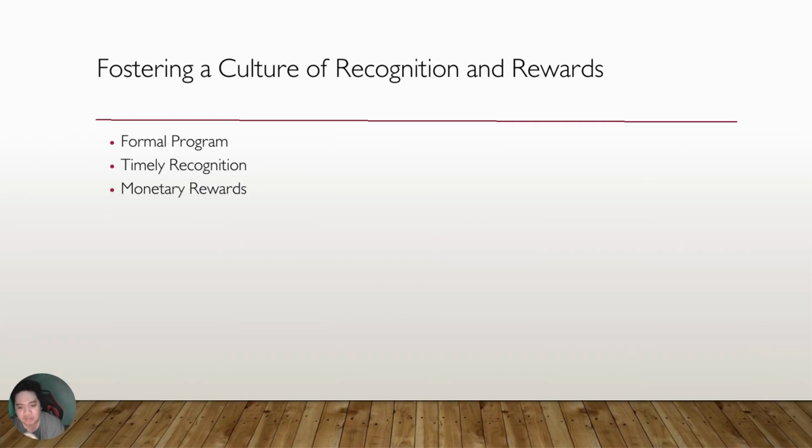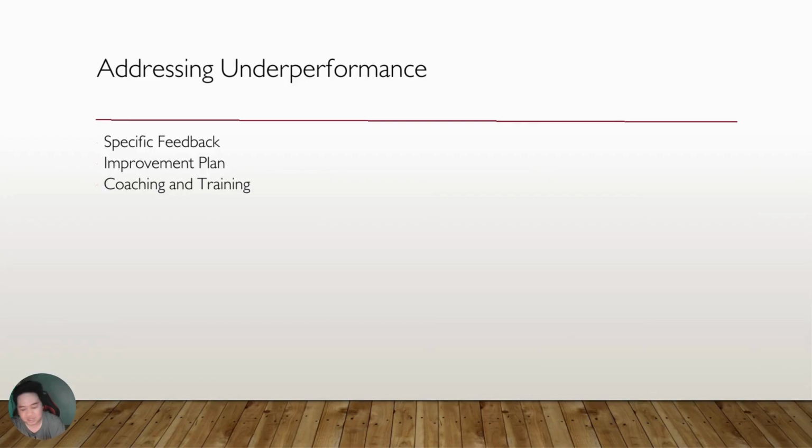Another way of elevating performance is addressing underperformance. We need to address what causes the underperformance. First of all, we need specific feedback, an improvement plan, coaching, and training. Specific feedback provides clear and specific feedback focusing on behaviors and outcomes. For the improvement plan, develop a performance improvement plan with timelines and support. Coaching and training help the employees to develop their skills.